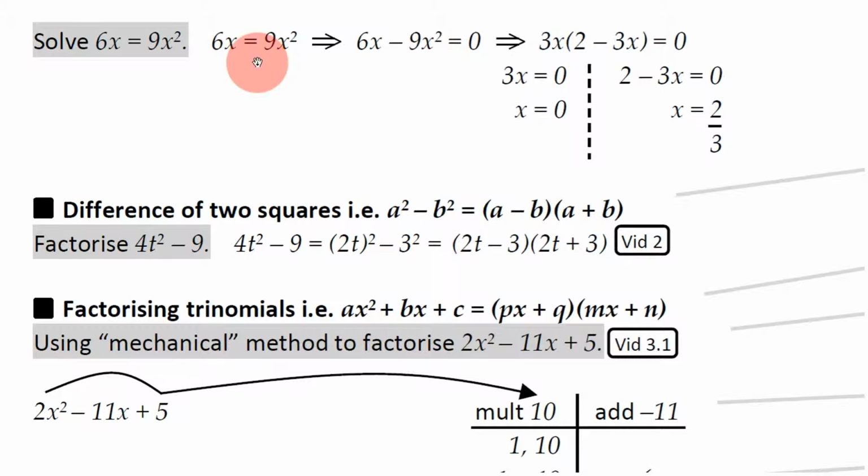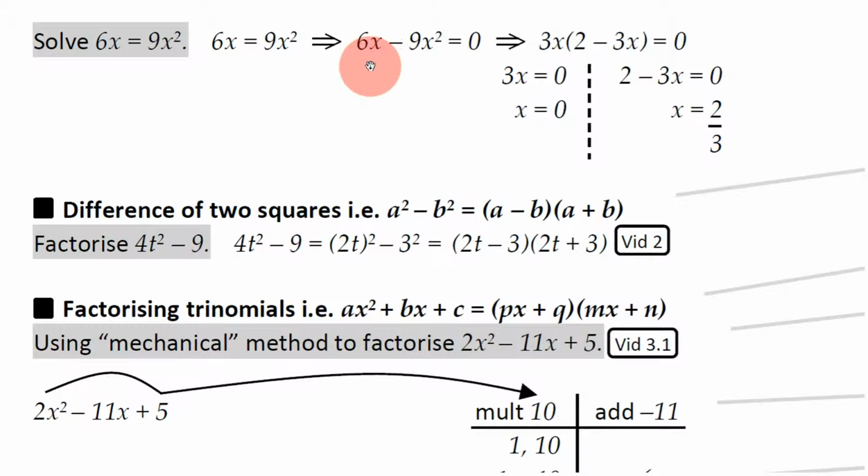So let's take a question like this: 6x equals 9x squared. First step is to rearrange it so it's equal to 0. So why do we have to make it equal to 0? I'll explain in a minute, but let's explain how we did this stage here. Basically shift everything over to the left hand side or to the right hand side. So in our case we shifted everything to the left hand side, so this 9x squared jumped to the other side and becomes a minus 9x squared.